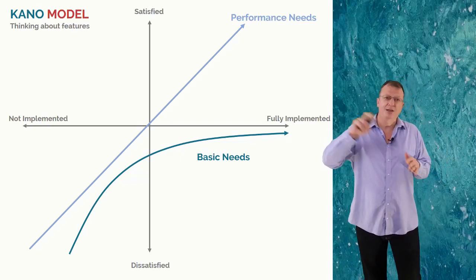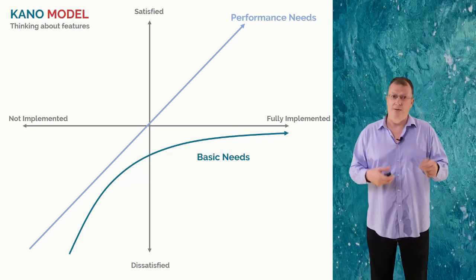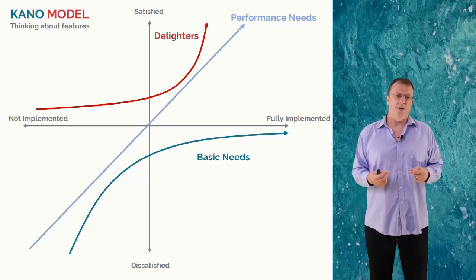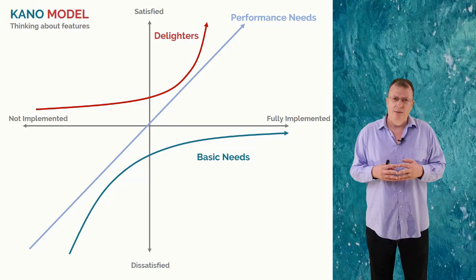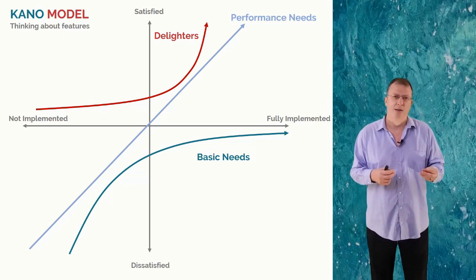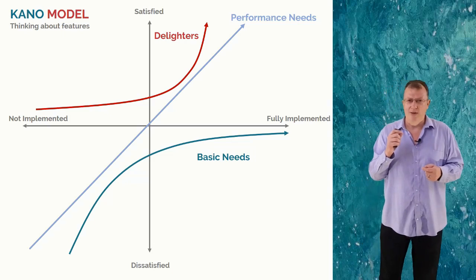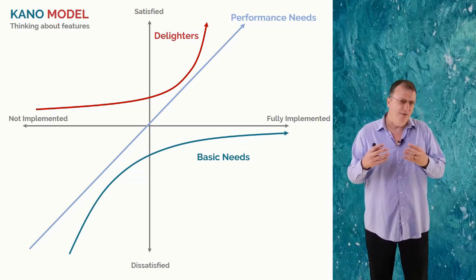So these are your typical linear or performance needs. More is better, and we'll pay for it most likely. And then we get delighters. These are things which people don't really expect. It's things that surprise them, which is out of the norm. And it doesn't necessarily always have to do with financial gain. But obviously, sometimes it does, but it's something that is out of the norm.